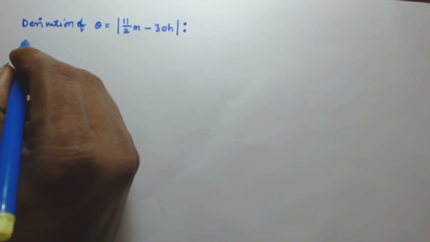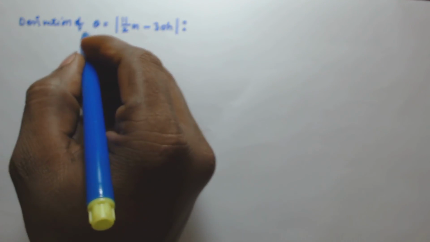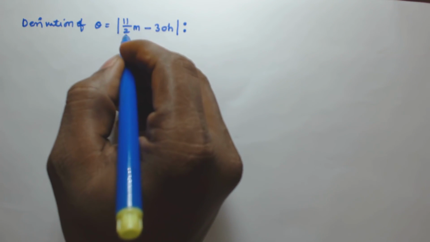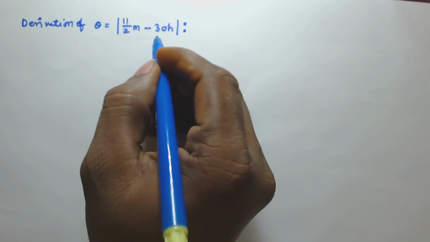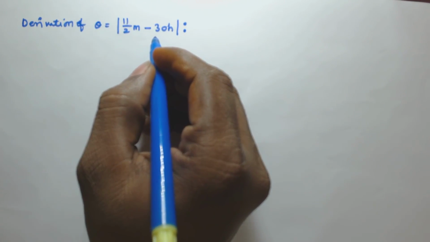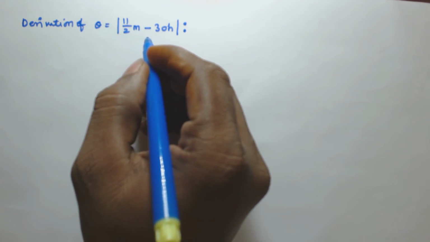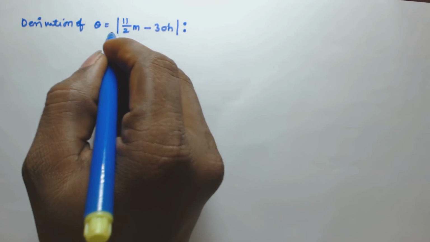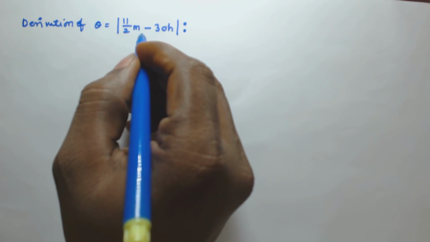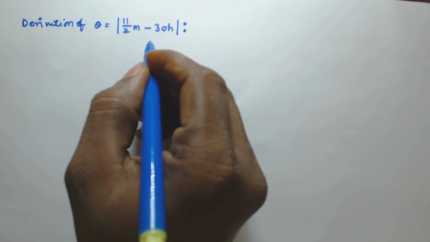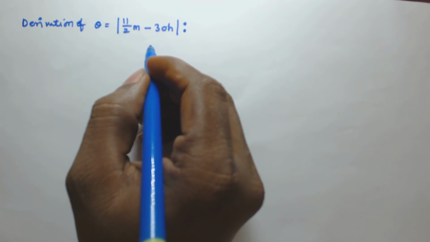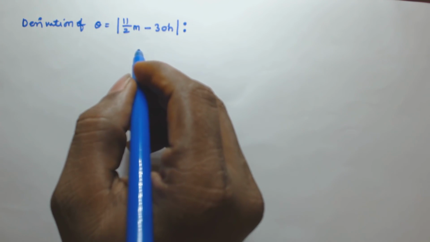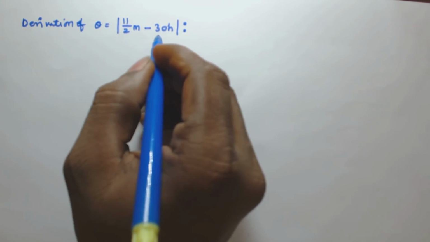Hello friends, in this video we will see the derivation of the angle between two hands of the clock, theta is equal to 11 by 2m minus 30h. In the previous videos related to clock problems, I told you to use the shortcut formula, that is theta is equal to 11 by 2m minus 30h. Most people in the comment section asked how we can actually derive this formula. So in this video, I'm going to show you how we can derive it.